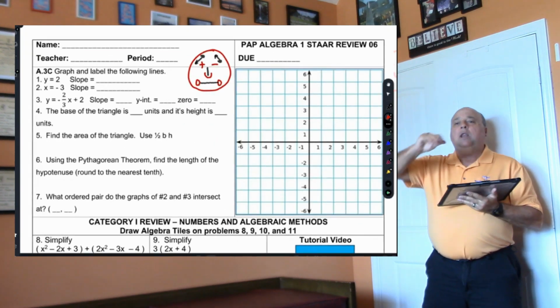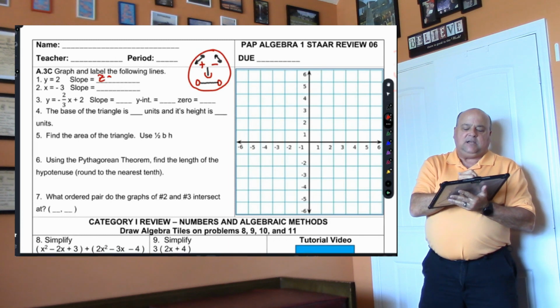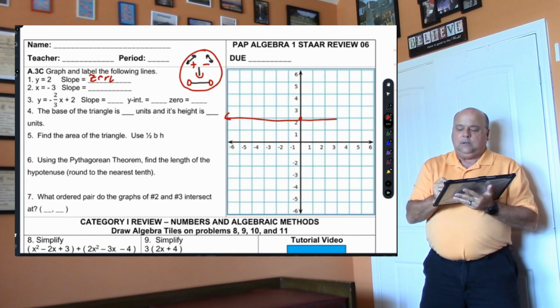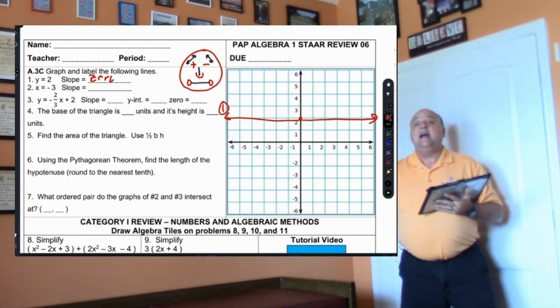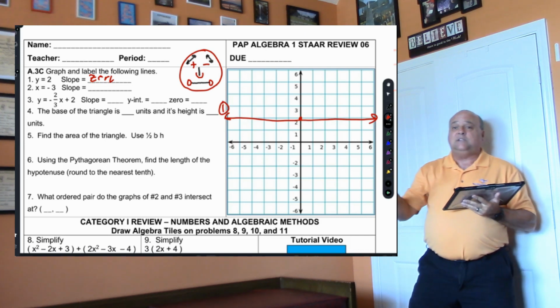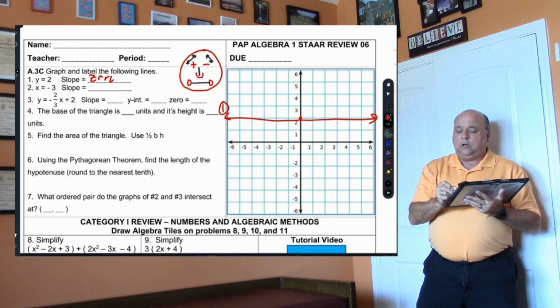Okay, a y-equal line is going to be flat. It has a zero slope, and it's going to go through 2 on the y-axis. Just remember that. That's number 1. Y-equal, it does not cross x. So that red line never ever crosses x, and it has a zero slope.